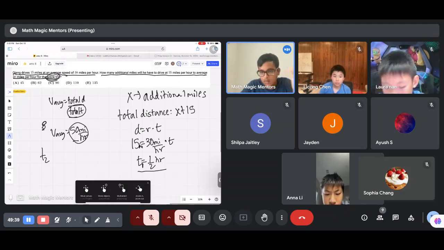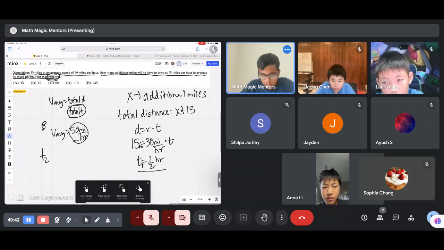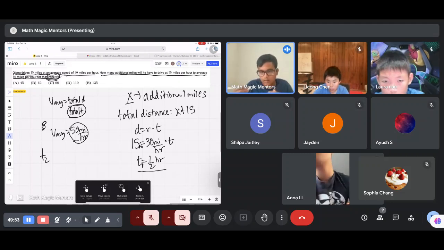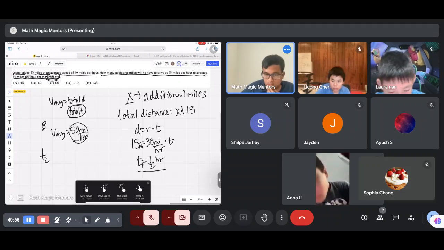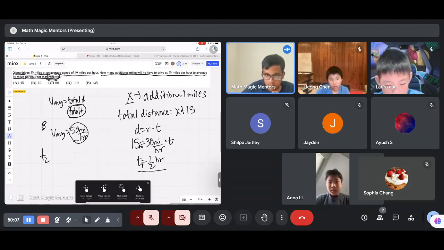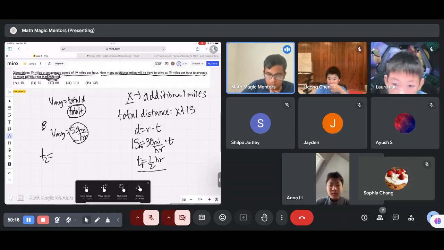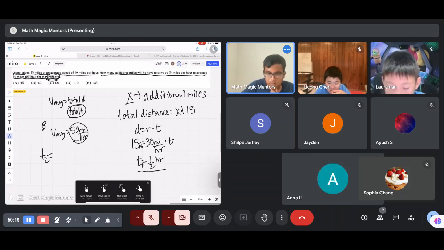So T2 would be the total time minus T1, but what would T2 be in terms of just our variable, like in terms of X and some numbers? Any ideas, anybody? Lucas, Ryan, Hubert? I'll give you a hint, it's in terms of X and a certain constant.